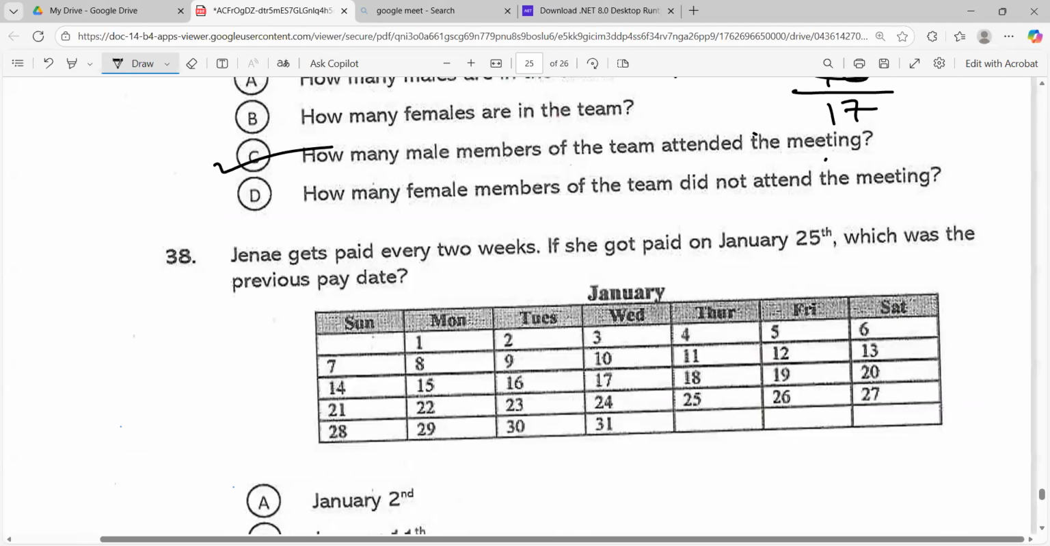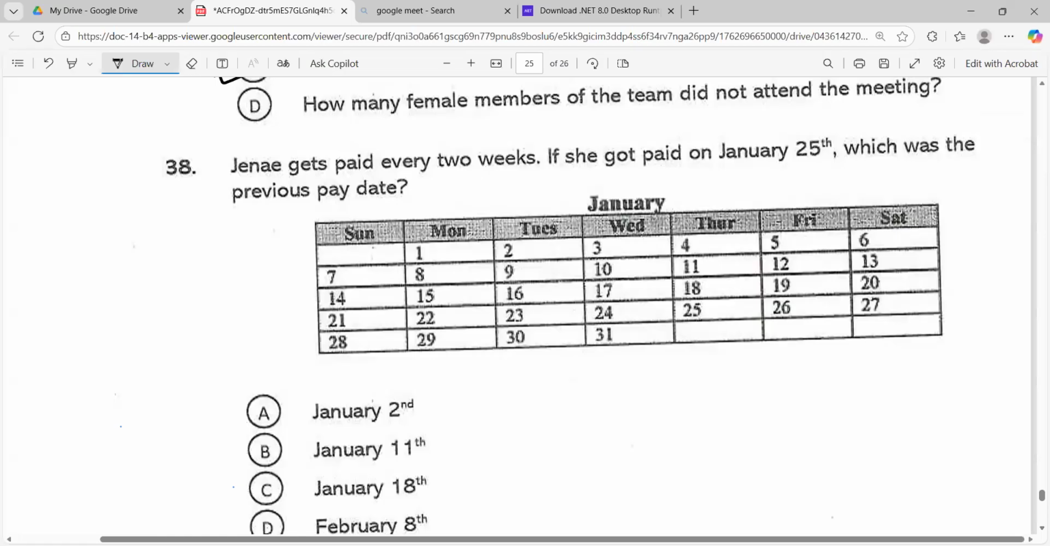Jenny gets paid every 2 weeks. If she got paid on January 25th, which was the previous pay date?